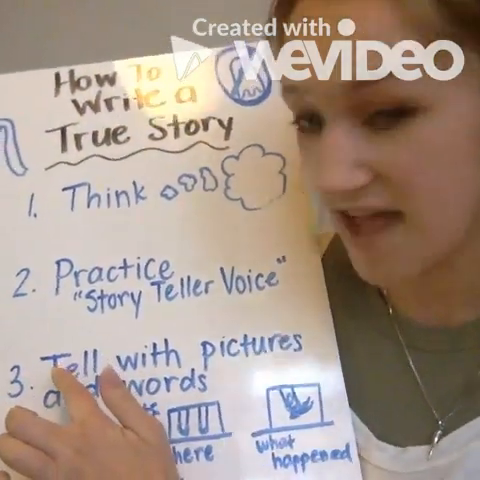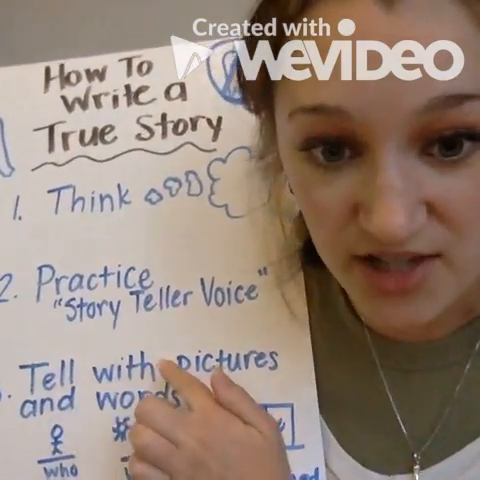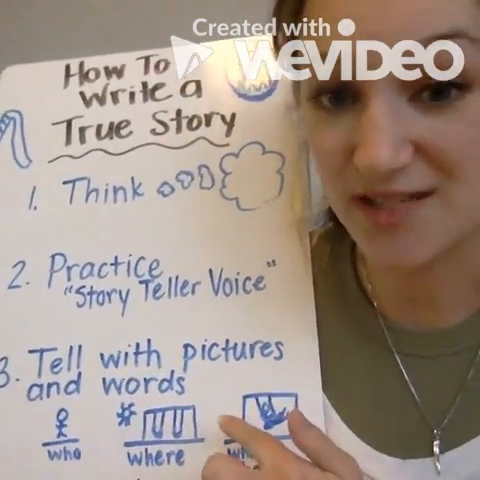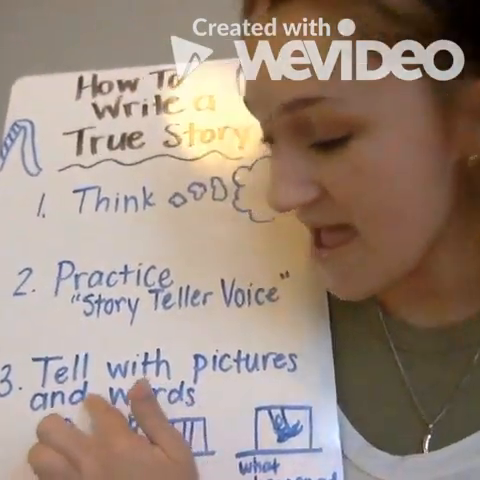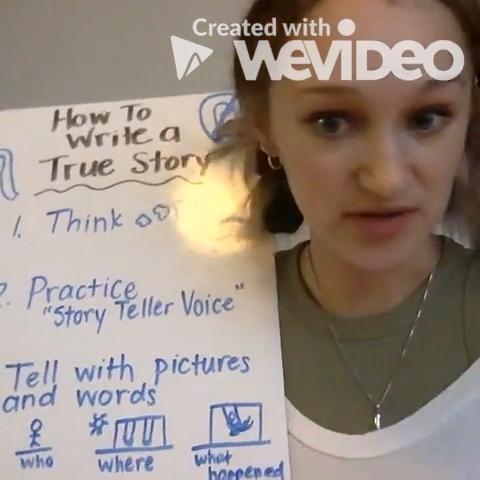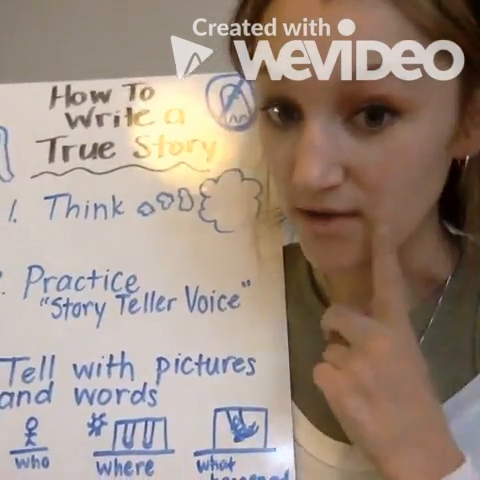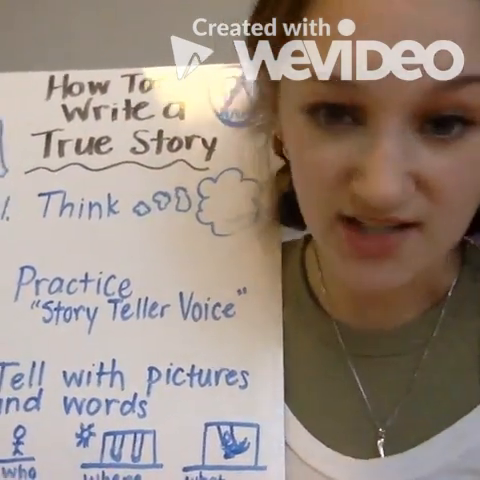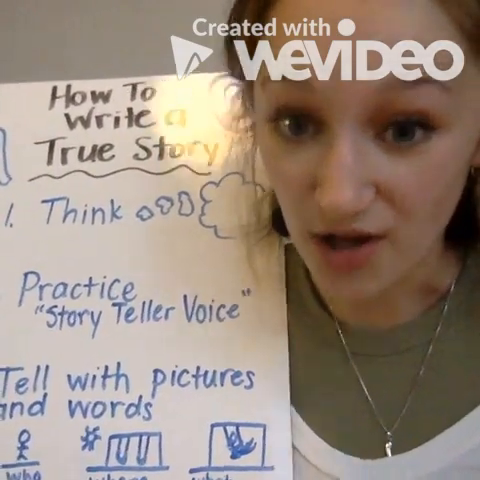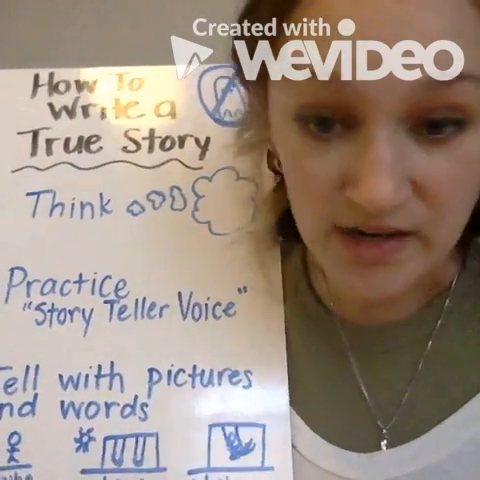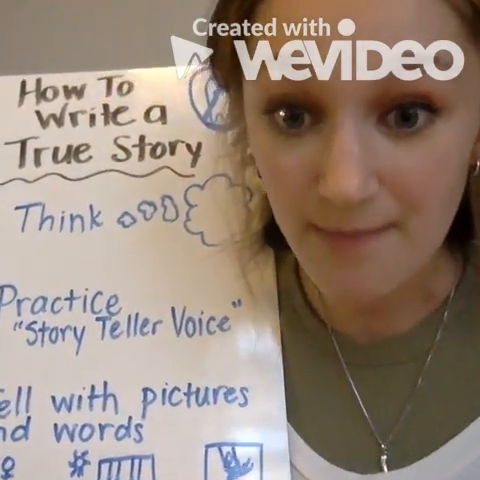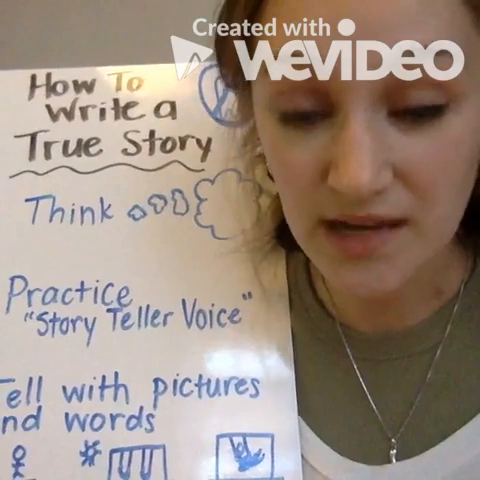Step 3 is tell your story with pictures. So will you get to be an illustrator and draw? Yes, you will. And words. So we're still going to be writers. But remember, this time, are we just writers? No, we are also readers. It's so important that we stop and go back and read our writing to make sure that it makes sense, that somebody could really read it.